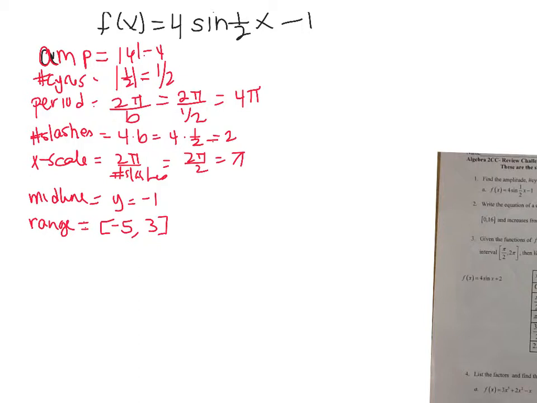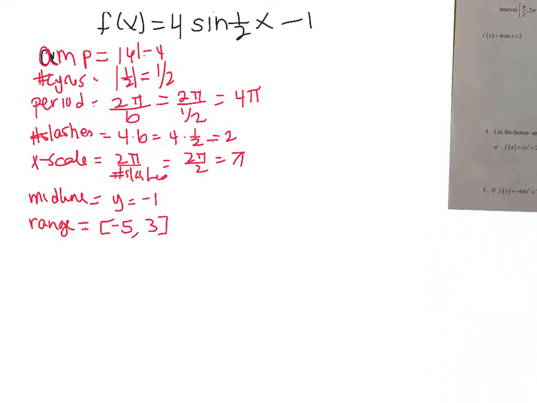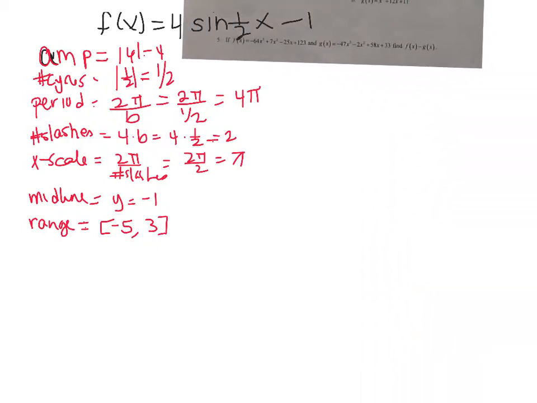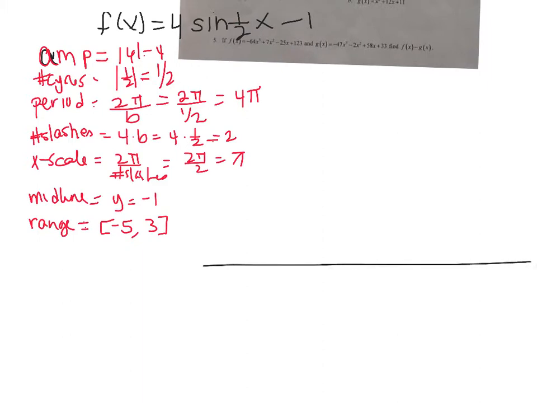All right, so now what we want to do is graph this. So I'm just going to move this up here. Okay, so there's f of x, there's x. All right, so my midline is at -1. So here's -1. Here's my midline. Okay, we are going up to 3, down to -5.